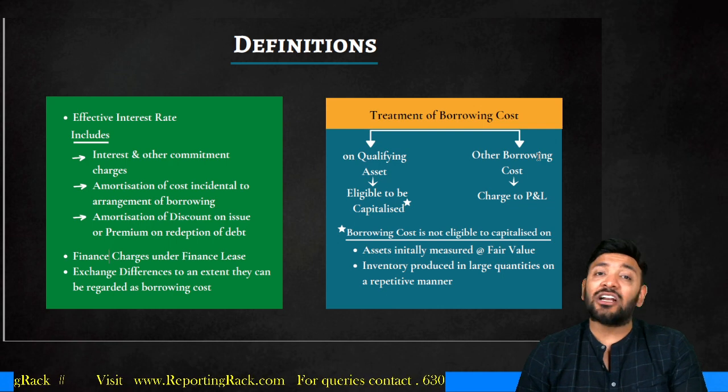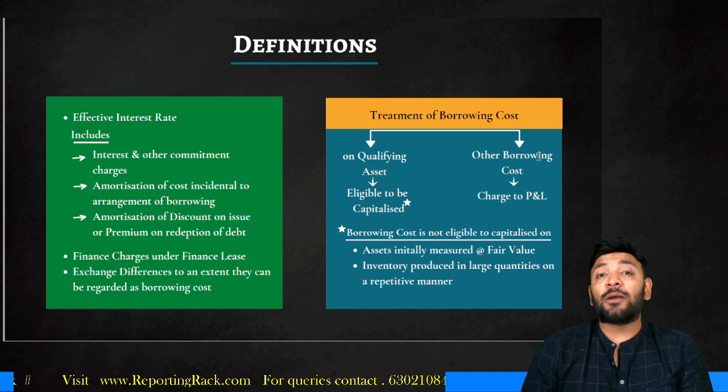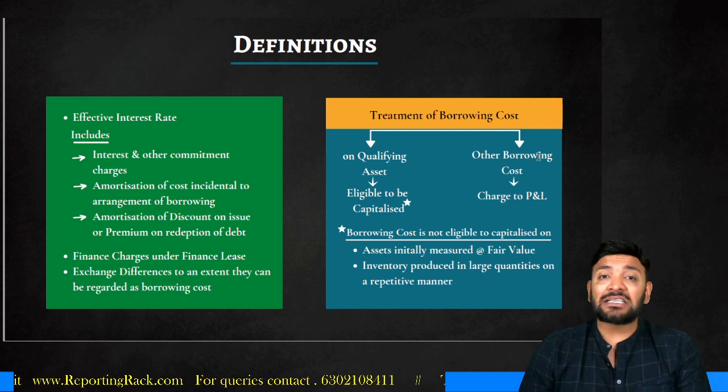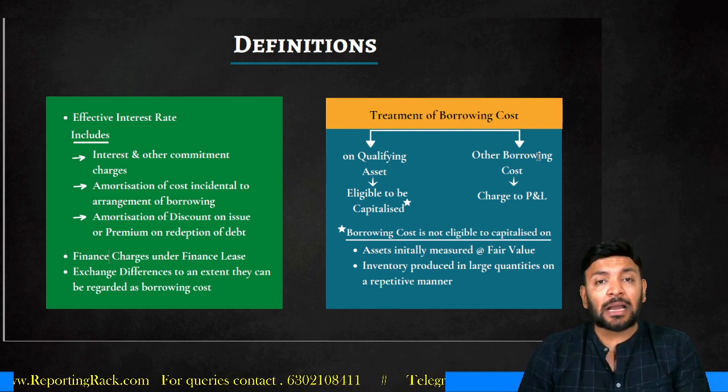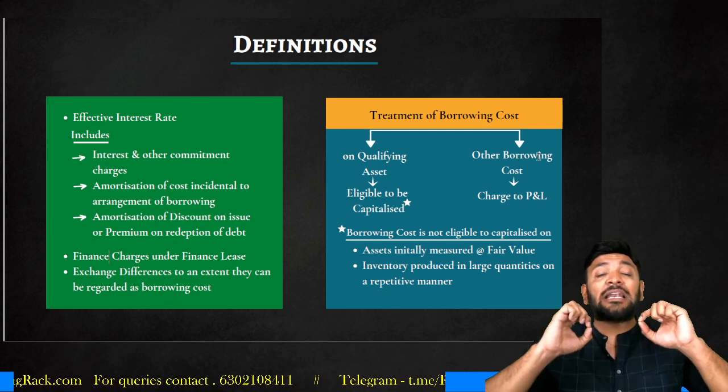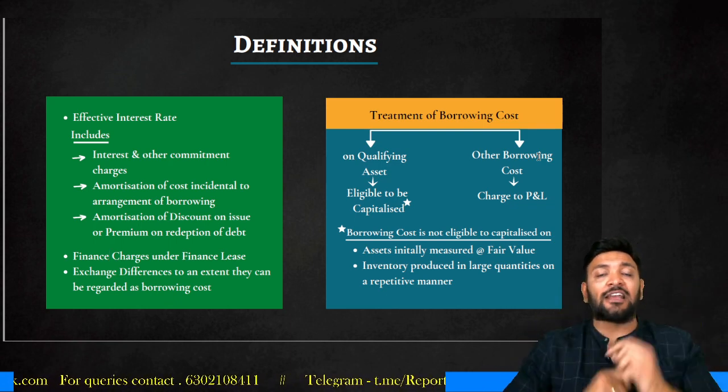Actually, the heading of the standard shouldn't have been borrowing cost, but should have been borrowing cost on qualifying asset. Because the standard is basically coming out with an objective. The objective of the standard is to capitalize borrowing cost on qualifying asset.